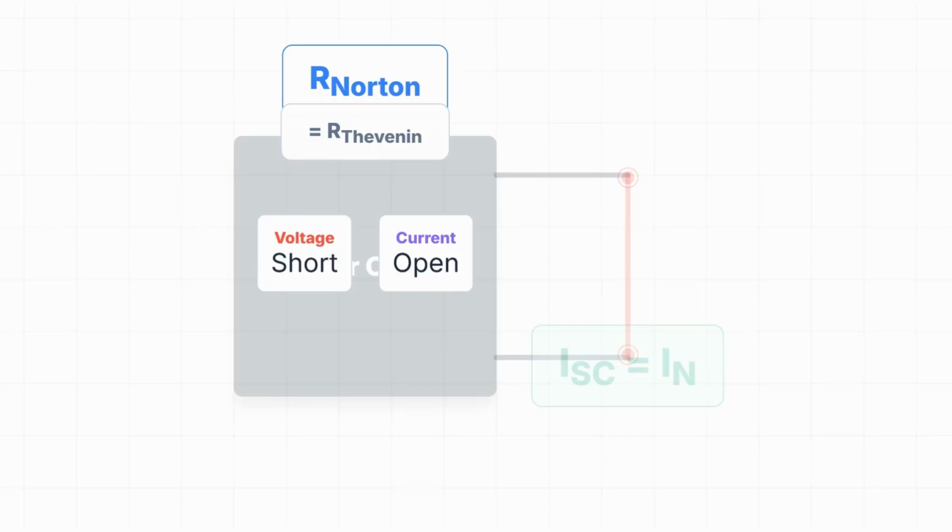Parameter 2, R Norton, the Norton resistance. This is exactly the same as R Thevenin. It's the equivalent resistance characteristic of the circuit looking into the terminals when independent sources are dead. Because it's the same physical resistance, we often just call it equivalent resistance. R Norton equals R Thevenin.